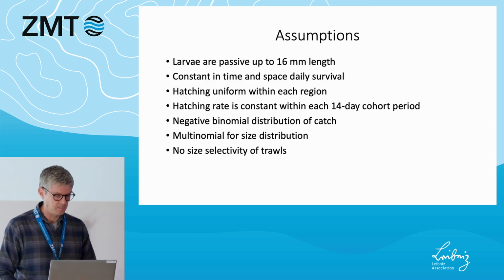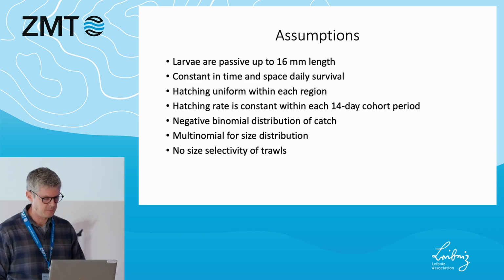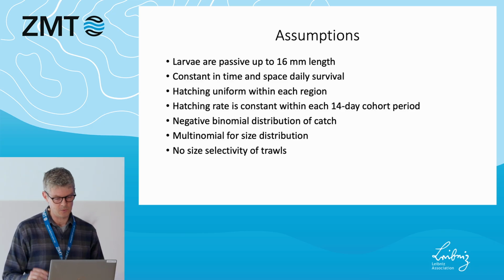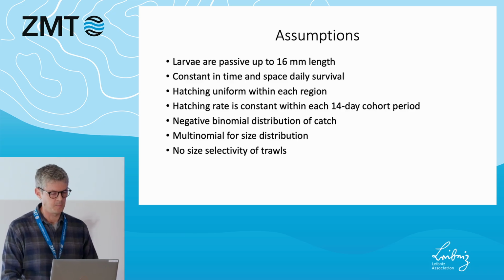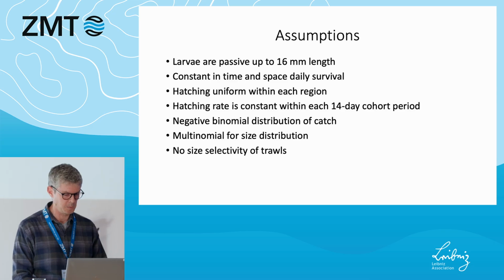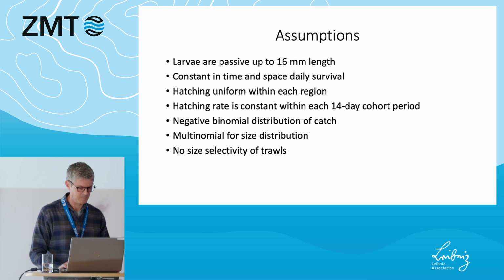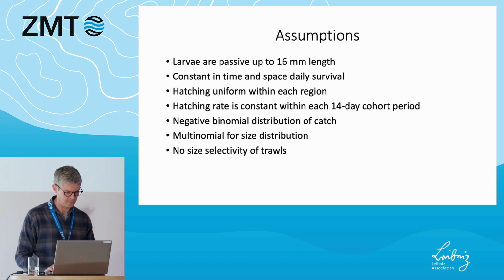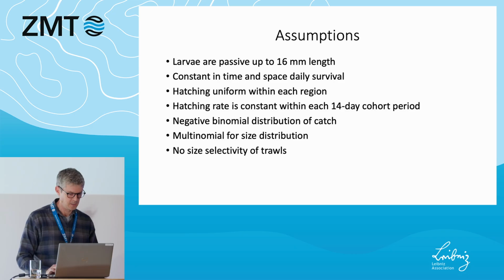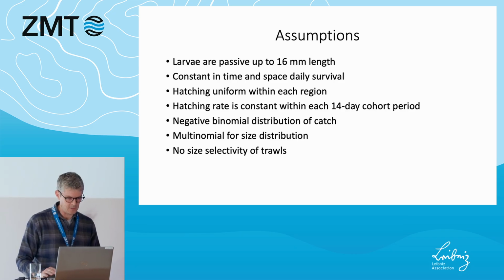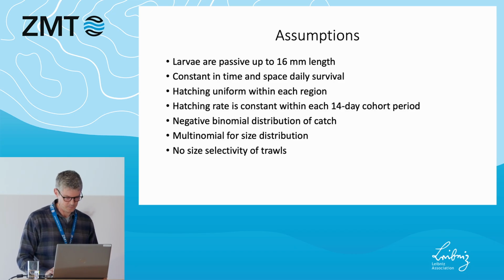Okay, so the assumptions are that larvae are passive up to 16 millimeters, and constant in time and space daily survival, uniform hatching within each region. The hatching rate is constant in each 14-day period, but of course varies between the periods. And the statistical assumptions are negative binomial distribution of catch and multinomial for size distribution. I mean, these are known, so these are not really assumptions, but they're part of our model. And no size selectivity of trawls.